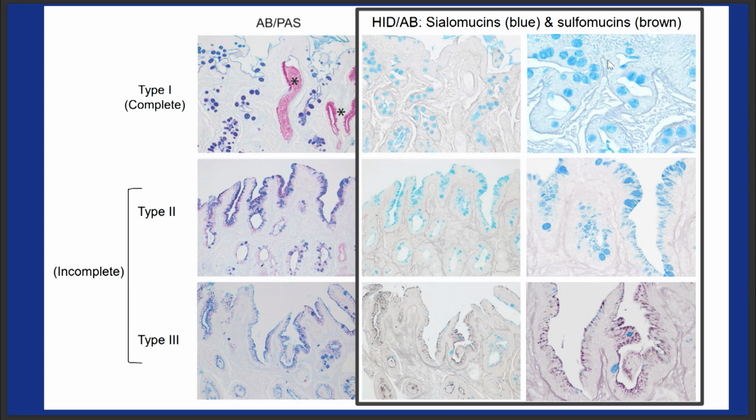You can see occasionally sulfomucins, and that doesn't mean that it's higher than type 1, but only in the goblet cells. In the type 2, the sialomucins are observed in goblet cells, but also in these columnar cells. And the type 3 is characterized by this brown staining, which means there are sulfomucins. So among the incomplete type, the type 3 is the one that is associated more frequently with progression to cancer.